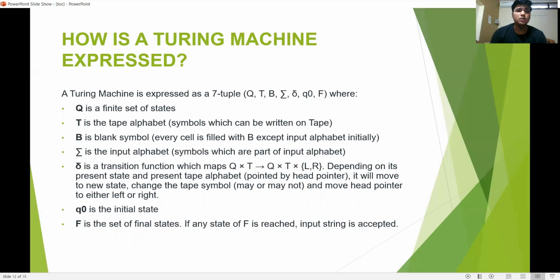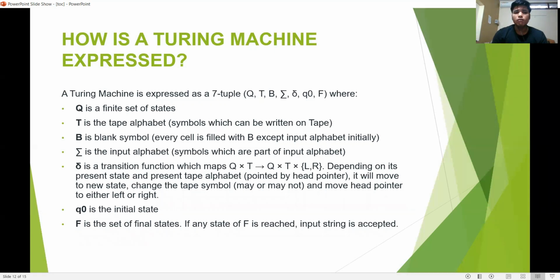How is a Turing machine expressed? A Turing machine is expressed as a 7-tuple (Q, T, B, Σ, δ, q0, F), where Q is a finite set of states, T is the tape alphabet, the symbols which can be written on the tape. B is the blank symbol. Every cell is filled with B except the input initially. Sigma is the input alphabet, symbols which are a part of the input.